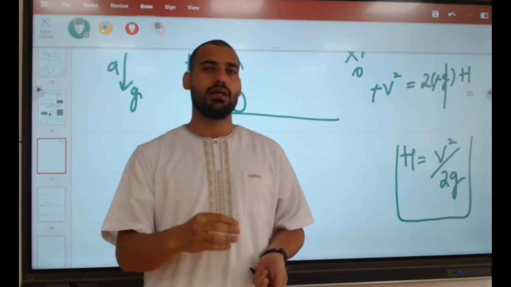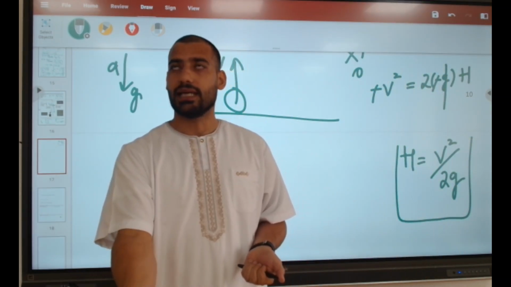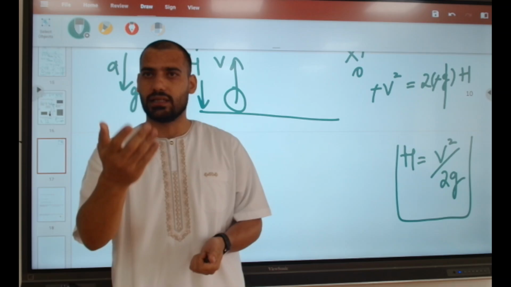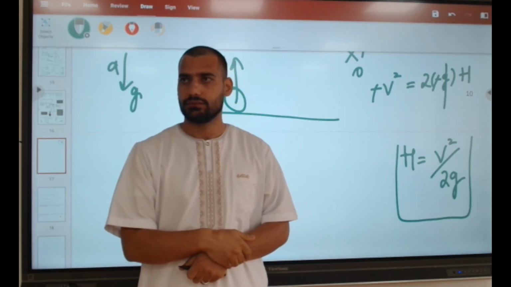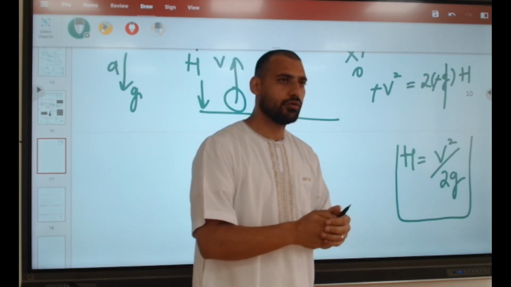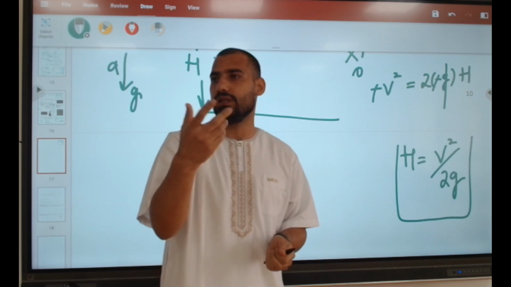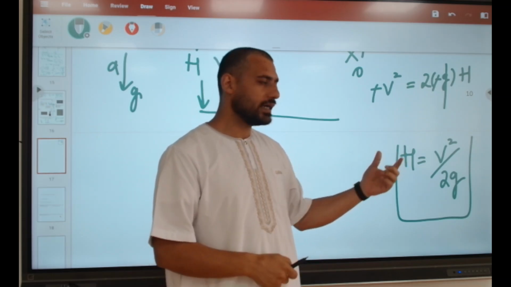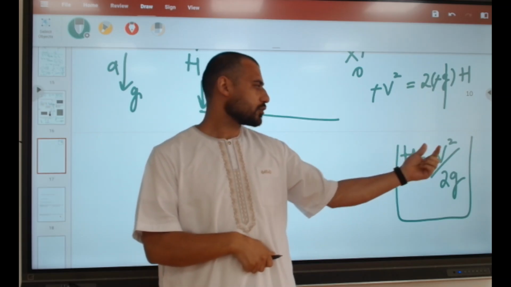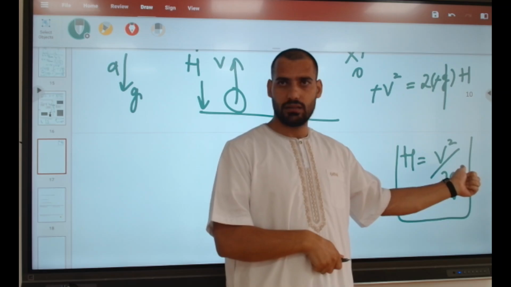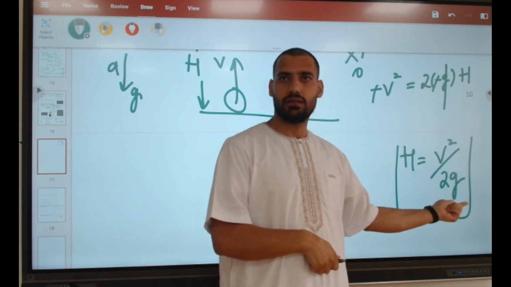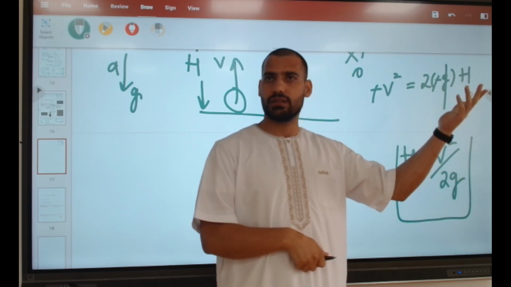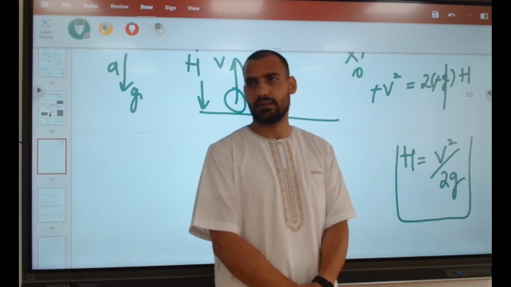So that means if you give some body 10 meters per second speed, what is the height that it will attain? If you throw a body up with 10 meters per second, what is the height that it will attain? 10 squared is 100. 100 divided by 20. 5 meters, isn't it?